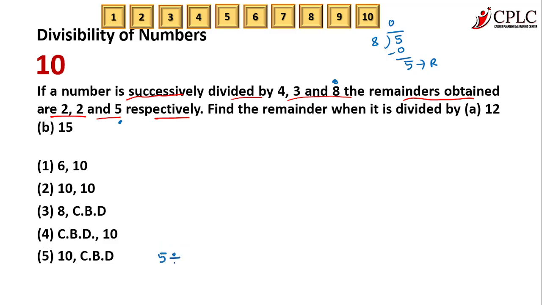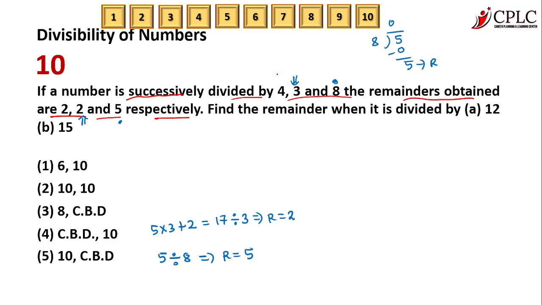So 5, if divided by 8, gives us a remainder 5. Then before 8, we were dividing by 3. Because we are going ulta, you have to multiply by 3. And the remainder was 2 in that case, so we have to add that. So 5 3s are 15, 15 plus 2 is 17. 17 if we divide by 3, we'll get the remainder as 2. Yes, 3 5s are 15, remainder is 2.